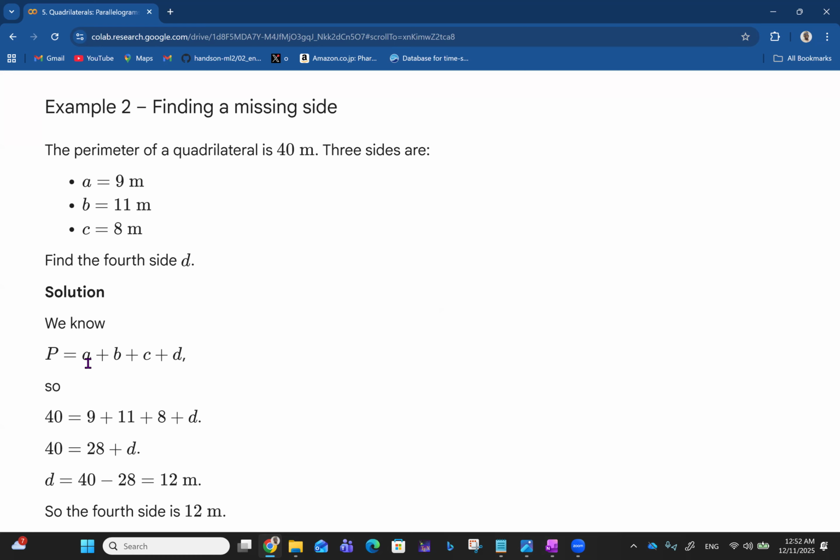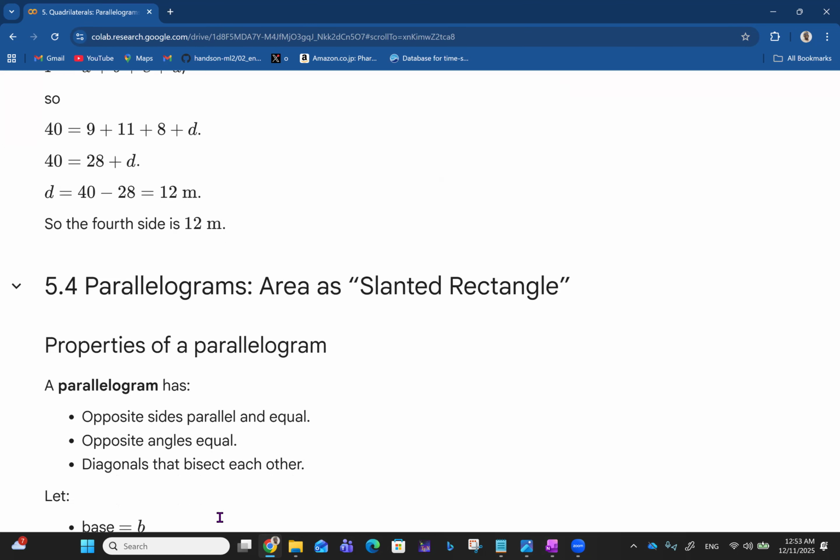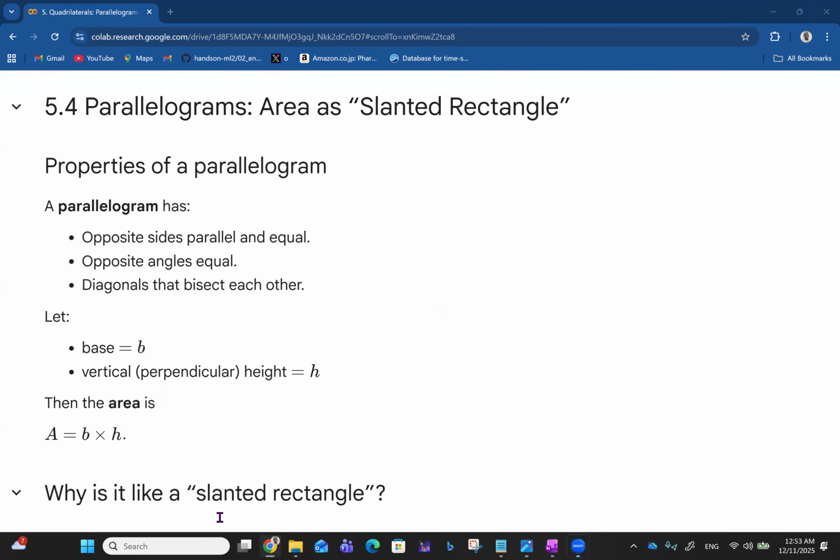So we know that perimeter is A plus B plus C plus D. So that means the perimeter P, which you already know to be 40 meters, is 9 plus 11 plus 8 plus D. So 40 equals 9 plus 11, 20, 20 plus 8, 28 plus D. So D is 40 minus 28, and that's 12 meters. So the fourth side is simply 12 meters. So just a simple addition in that regard.